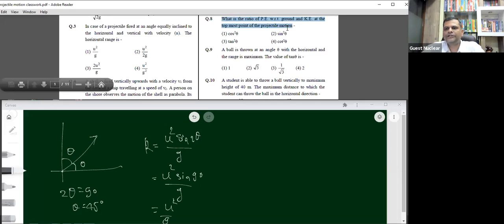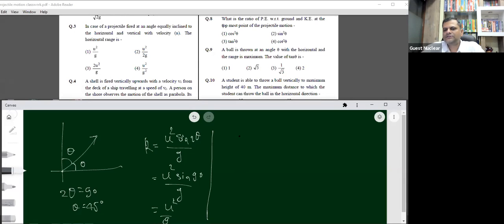What is the ratio of potential energy with respect to ground and kinetic energy at the topmost point of the projectile motion? As we have stated last time, कल के ही लेक्चर में हमने ये देखा था कि पोटेंशियल एनर्जी कितना होता है, काइनेटिक एनर्जी कितना होता है. What is the potential energy at the highest point of the projectile? It is mgh, and it is also always given by the formula which we have derived last time, that it is half mu square into sin square theta. याद है कि नहीं?